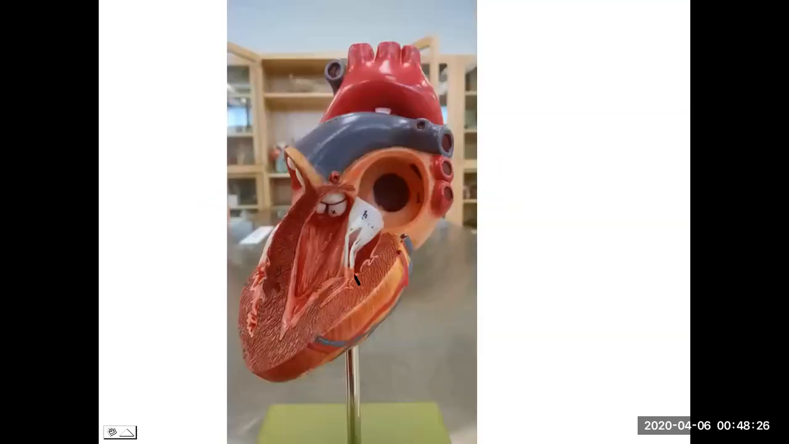We'll turn it again. We're now viewing from the left side of the heart, and we're able to see the left atrioventricular valve. So the left atrioventricular valve, as well as here's a view now of the aortic valve.